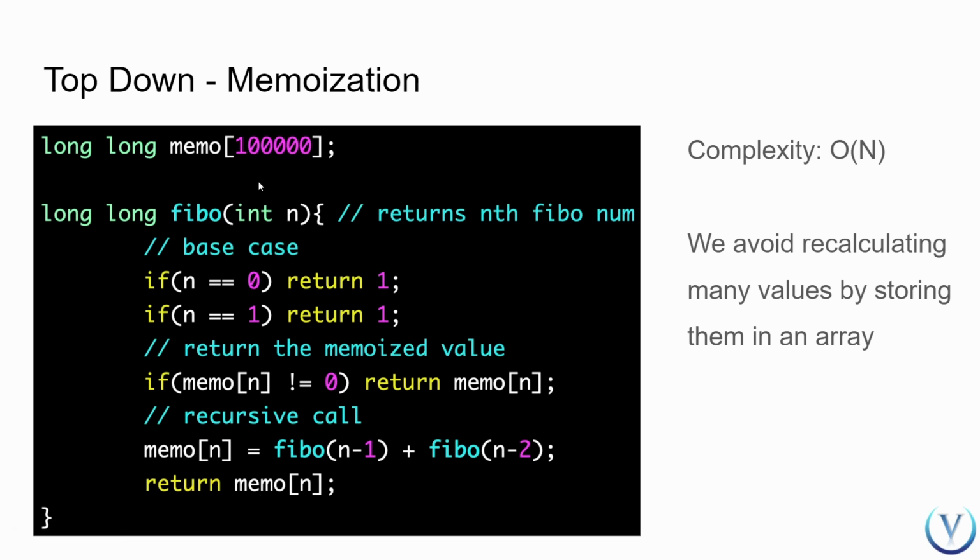This way, if we call fibo of n again with the same value of n, memo of n will no longer be 0, and that will indicate that it has been calculated before. And so instead of calling fibo of n minus 1 plus fibo of n minus 2, we just return memo of n directly. In this way, we avoid recalculating fibo of n for the same n many times. And the time complexity for this is O of n, because for each value of n, fibo of n will only be calculated once before it is memorized and returned immediately.